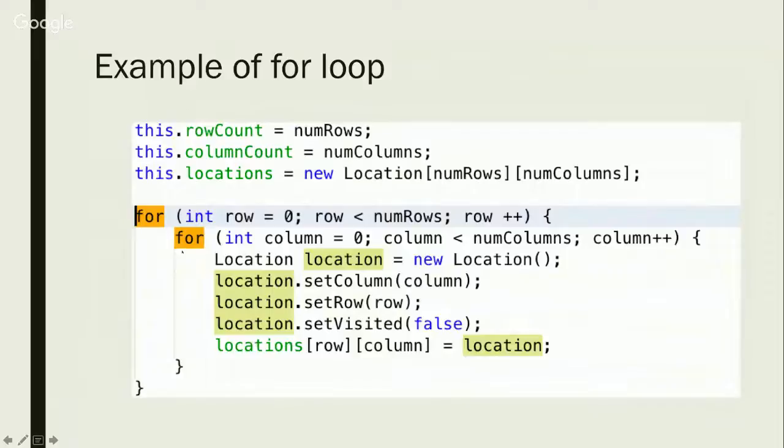So here's an example of a for loop. It's checking these rows, because this is my number of columns, number of rows, they're arrays, and it just counts on the rows, and it gets the location, sets the column, sets the row, sets visited, and then it figures out the location that the user is going to be at.